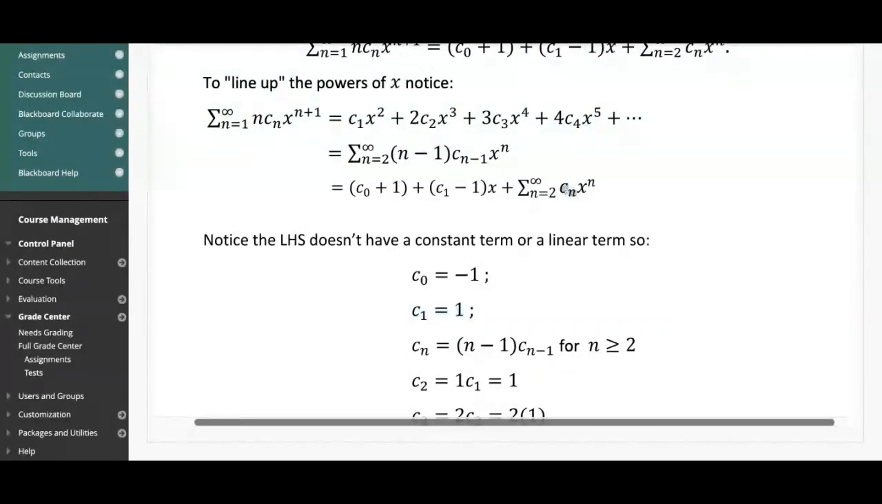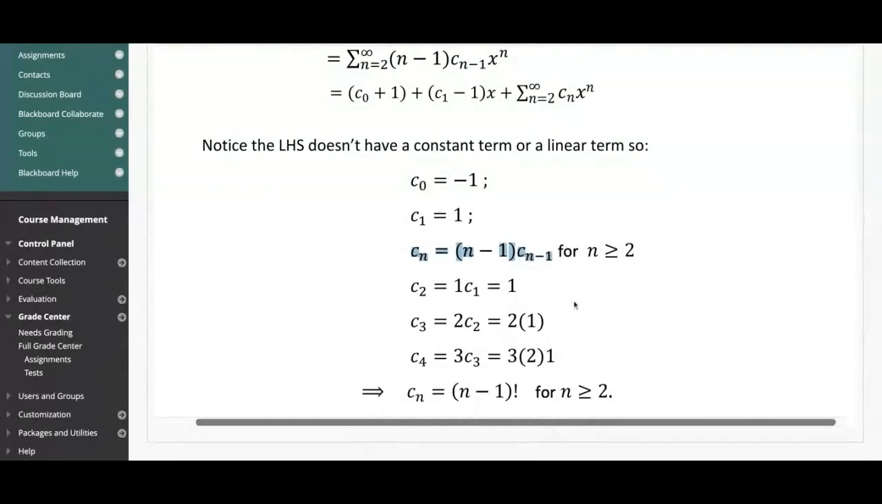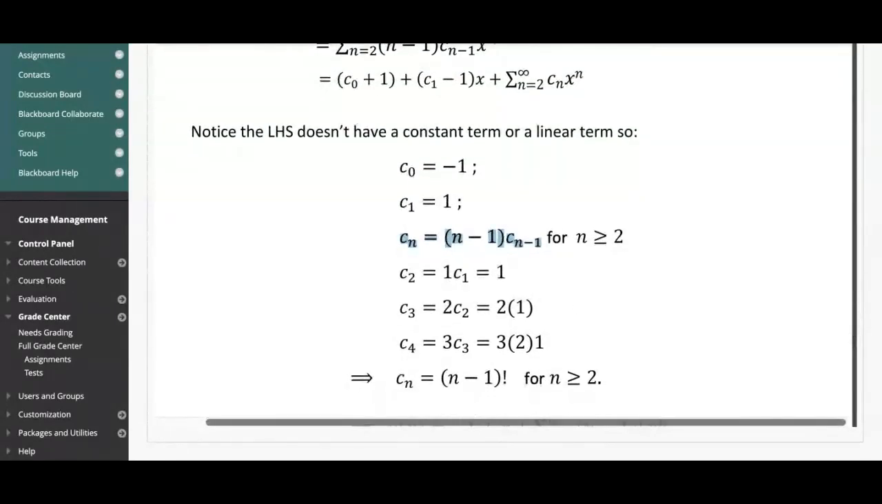And then this Cn equals n minus 1, Cn minus 1. So if I calculate a couple of terms, C2 will be 2 minus 1, C2 minus 1, which is C1. So I get C2 equals 1, because C1 equals 1.